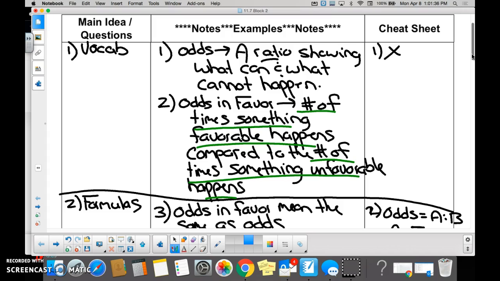So if you flip a coin and you're looking for a head, what is the favorable outcome? It's a head, right? How many chances do you have to get a head? 1. And what's the unfavorable outcome? It's a tail, right? And so how many chances do you have to get a tail? 1. So you have a 1 out of 1 for odds, right? But if I said what's the probability of flipping a head, you would say it would be 1 out of 2 because this represents all of the outcomes. Excellent.